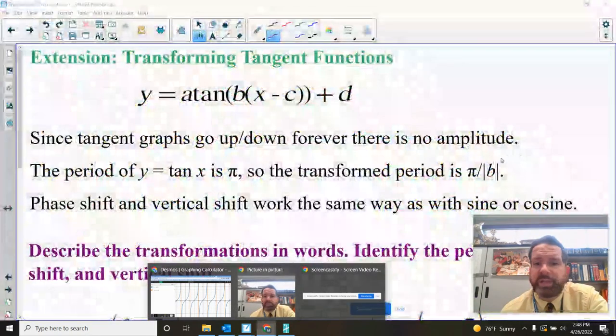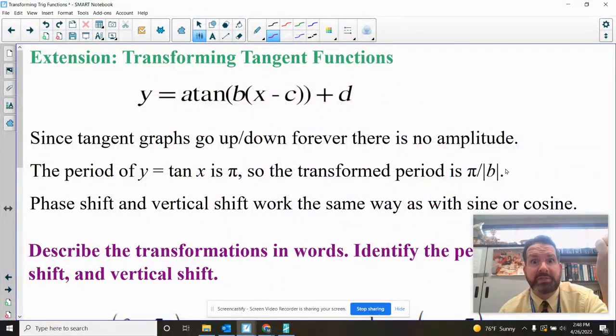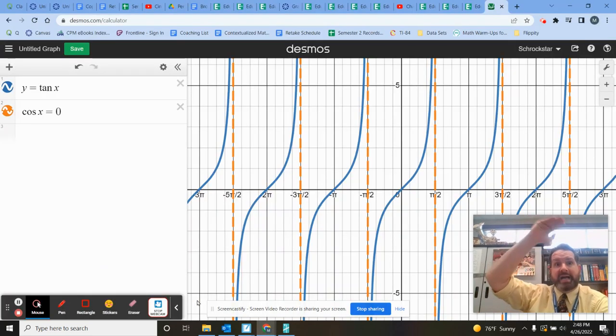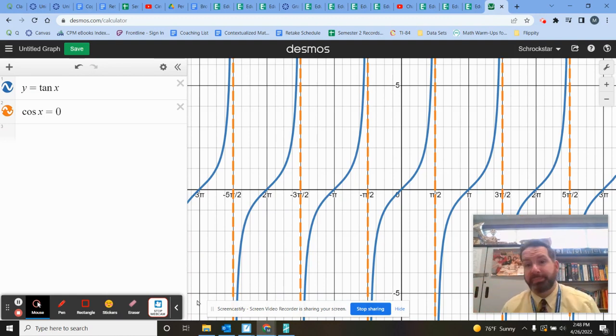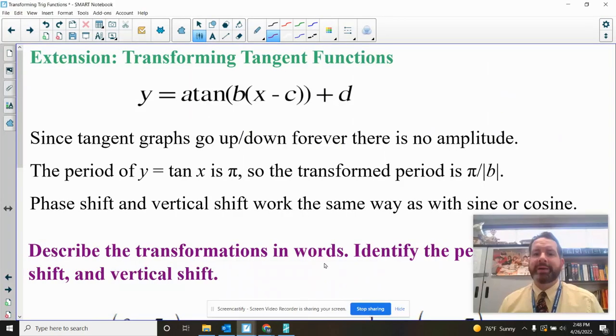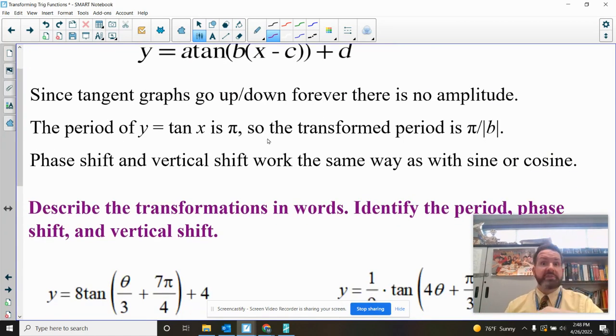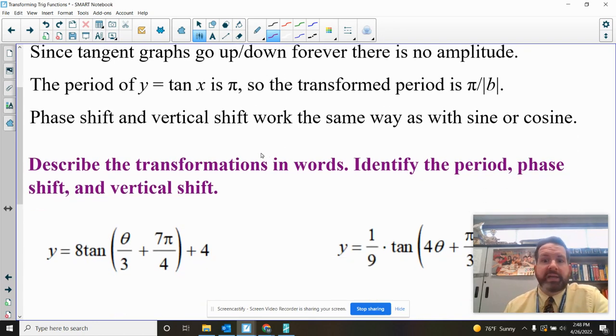That's going to come into account here as we look at our period calculations. It's very similar to sine and cosine, except instead of 2 pi in your numerator, you've got just 1 pi in your numerator. Another important difference is that the tangent graph doesn't have a highest or lowest point. There is no maximum or minimum, it goes up forever, down forever. There's no amplitude number, so tangent graphs do not have amplitude. And when you're calculating periods, start with a pi in the numerator instead of a 2 pi. Phase shift and vertical shift work the exact same way as they did with sine and cosine.